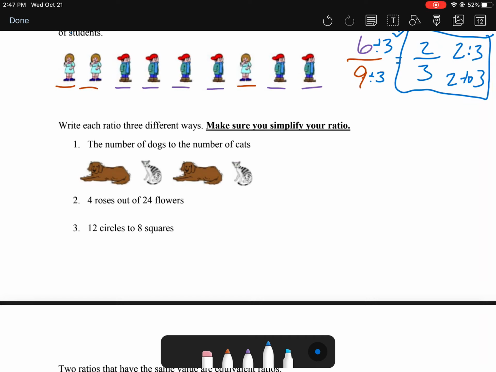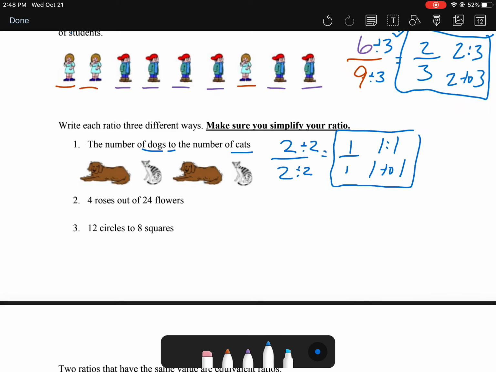The number of dogs to the number of cats. So it's dogs to cats. I have 2 dogs, 2 cats. However, this does need to be simplified. I can take a 2 out of the top and bottom, which leaves me a 1 to 1 ratio. 1 over 1, 1 colon 1, or 1 to 1. I should have seen that.